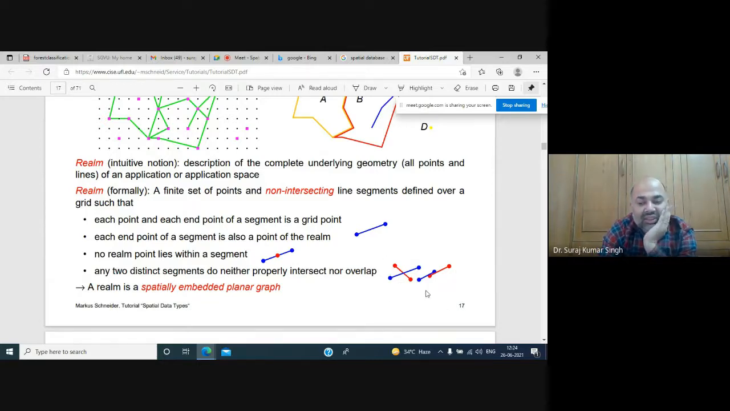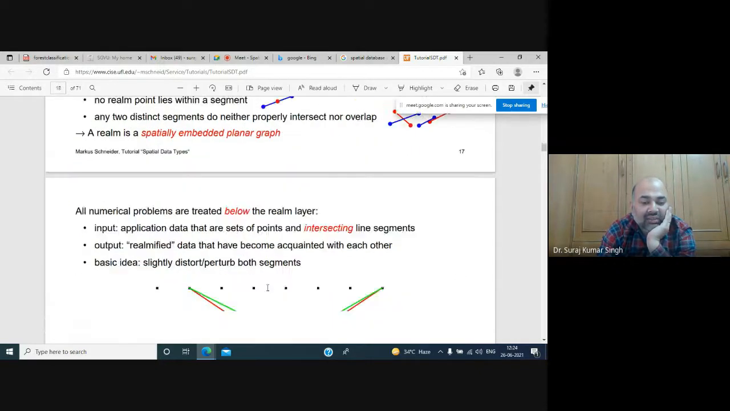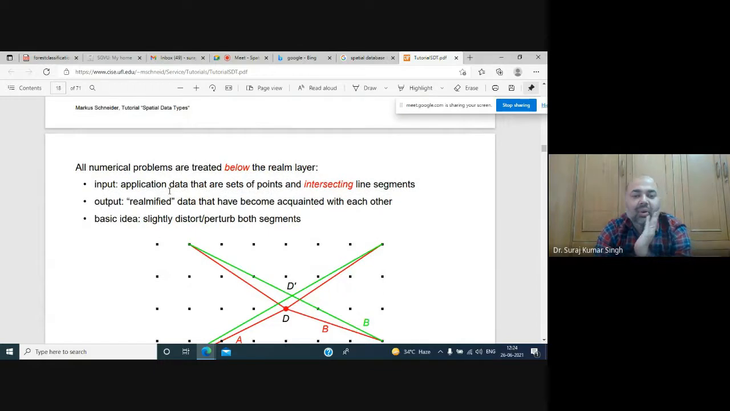If you are crossing it, this is an error. If you are just leaving it without joining, that is an error. So a realm is a spatially embedded planar graph. So all the numerical problems are treated below with the realm layer.